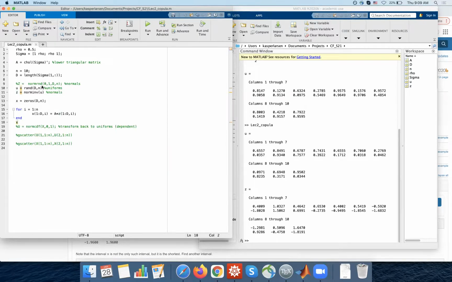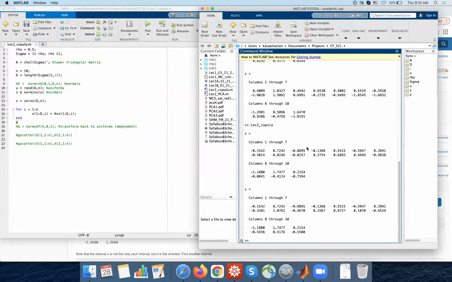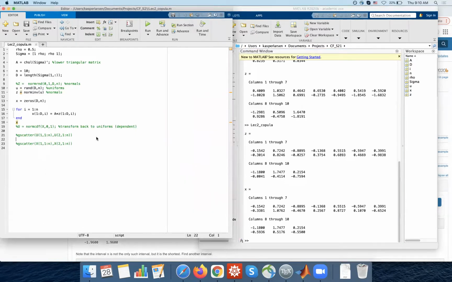now the dependent normals. So if you plot both z and x next to each other, we can see the difference. Upstairs in my z, this is where I have the independent normals. And down here with the x's, this is where I have the dependent normals with the correct correlation structure. And of course, we can have a look at how they look.